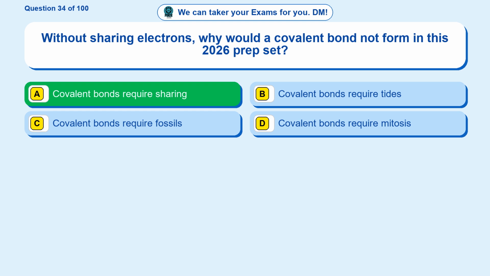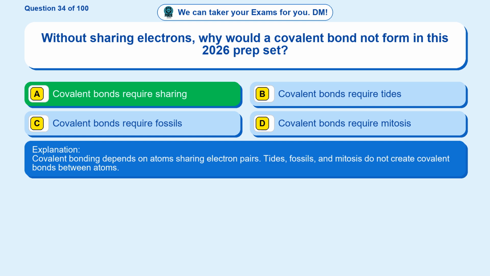Covalent bonds require sharing. Covalent bonding depends on atoms sharing electron pairs. Tides, fossils, and mitosis do not create covalent bonds between atoms.